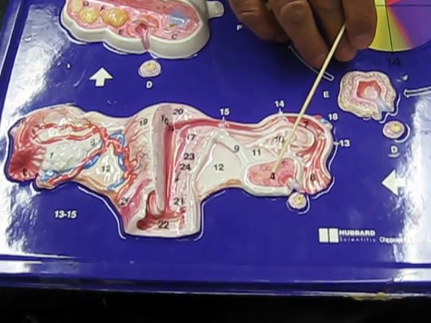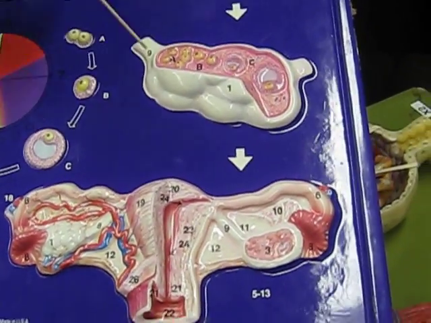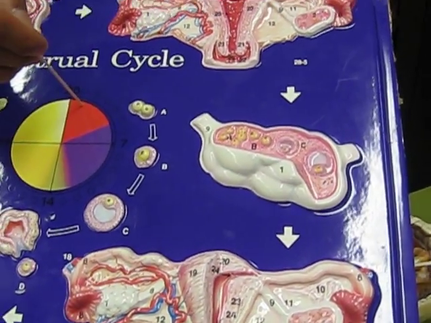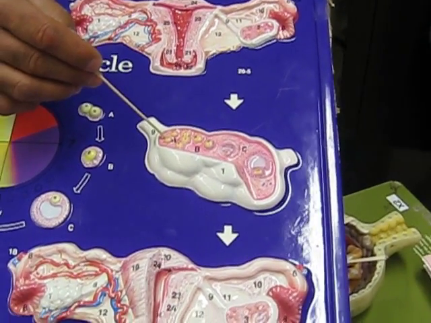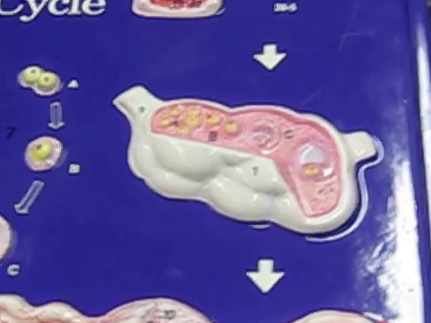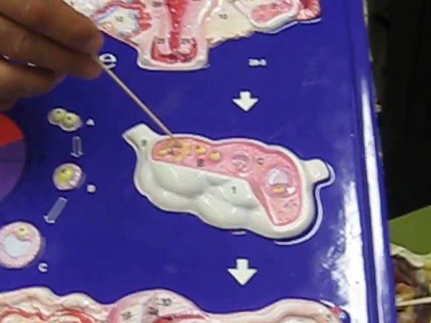Follicular development. This is the ovary. This is the ovary. Okay? It's just an enlargement. All these are ovaries. What this is showing you is that in the beginning of the 28-day cycle, you have very, very small follicles. They're called primordial follicles. They are exposed to FSH, follicle-stimulating hormone, which stimulates the oocyte to enlarge.